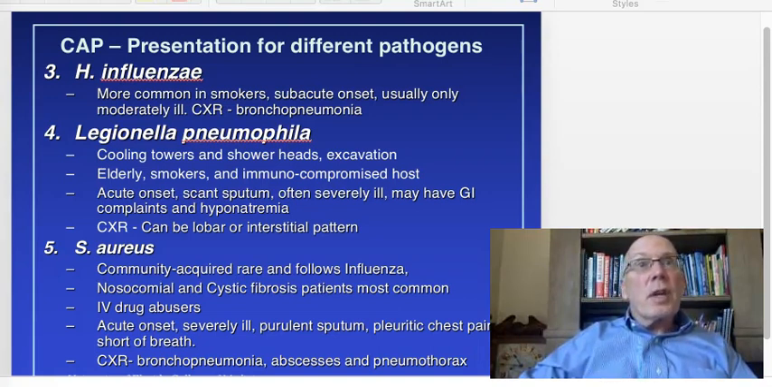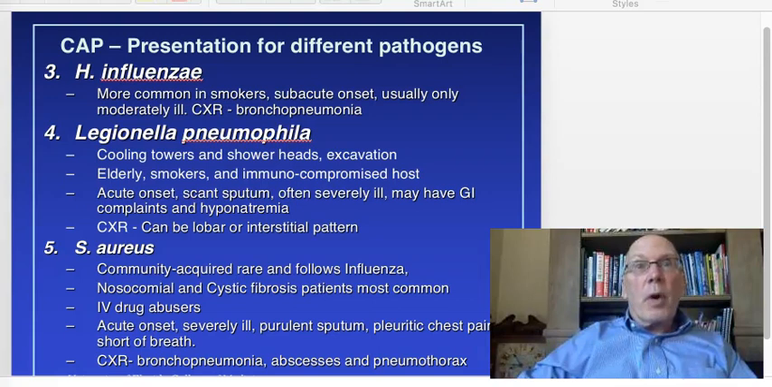It is often associated with contaminated cooling towers and shower heads, as well as areas where excavation is being performed. This infection is more common in the elderly, smokers, and immunocompromised hosts. This infection is acute in onset and is accompanied by scant sputum, and there may be GI complaints and hyponatremia, low serum sodium. Patients often are severely ill. The chest X-ray can show a lobar or an interstitial pattern.